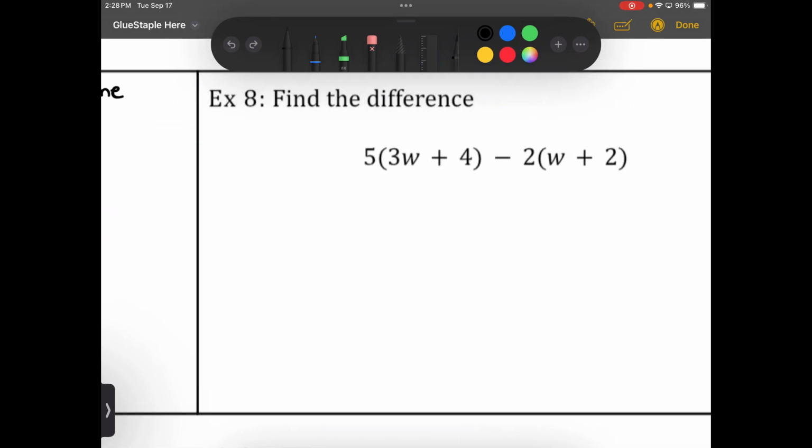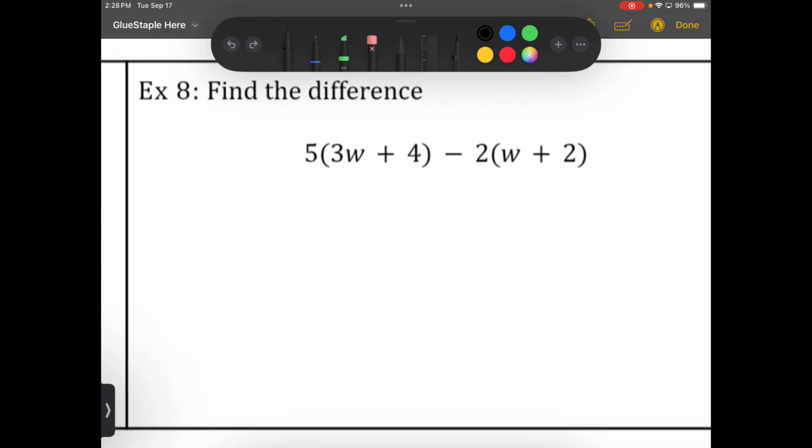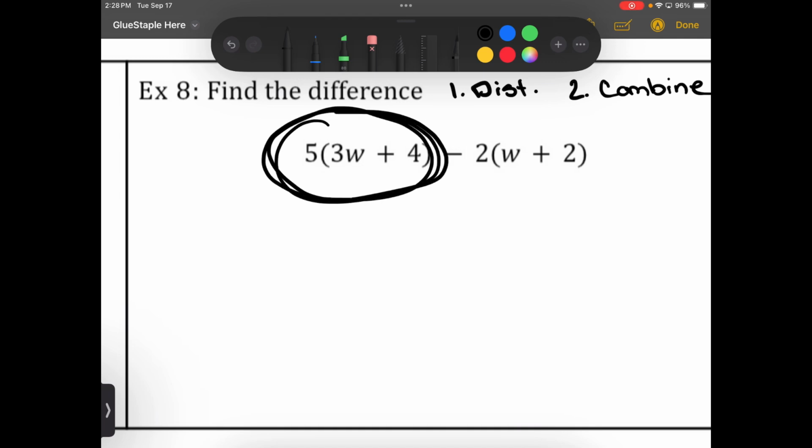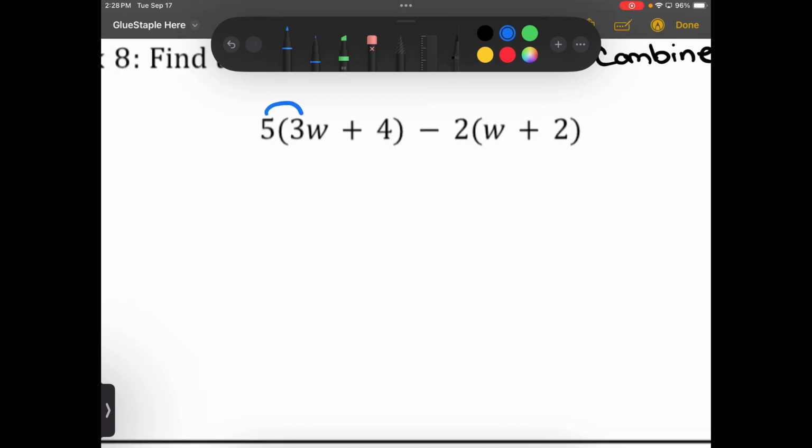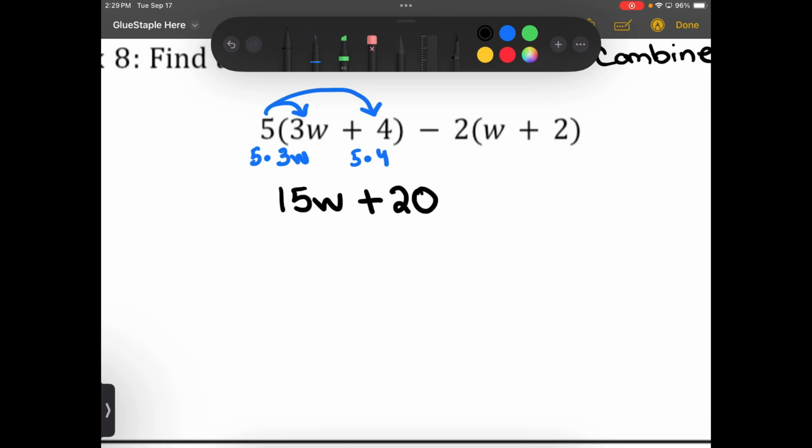Number 8. Again, we're going to put our steps at the top. Distribute. Combine. Now, look at the first expression. We're going to start with 5 times 3w. Positive 15w. Now we have to do 5 times 4. Positive 20.